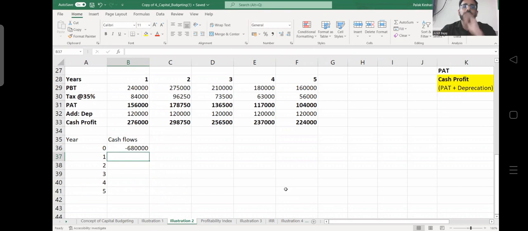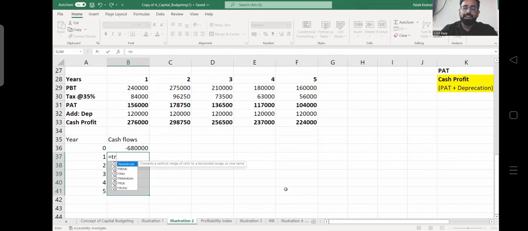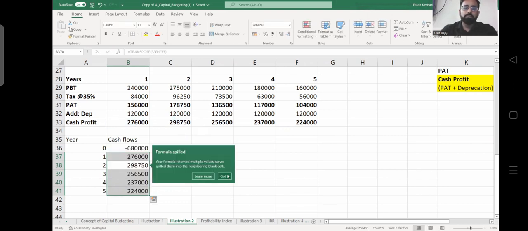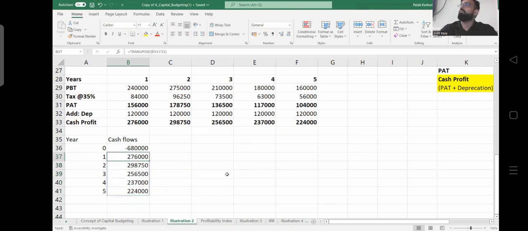Now if you see here, tax is 35%. So what we can do, we can use the transpose function to copy the above values, right? You have to select all the cells, then write equal to TRANSPOSE, and we will open the bracket and select the profits here. And if you see here, these values are now in vertical format. Previously, these values were in horizontal format.